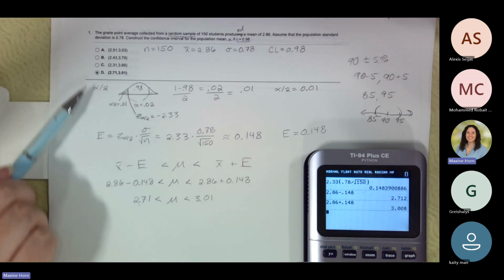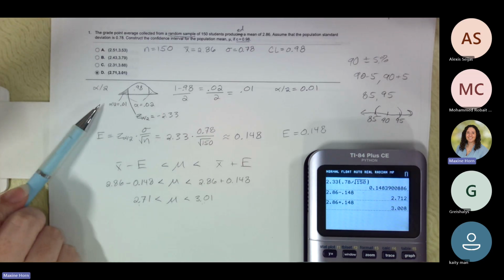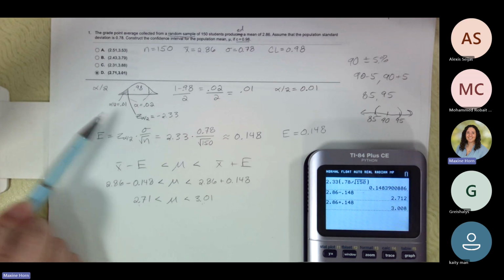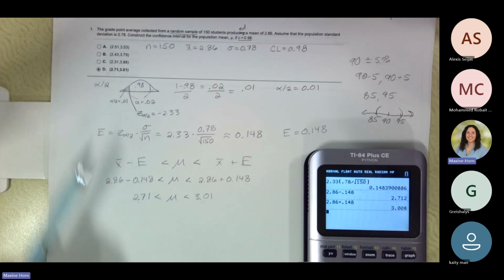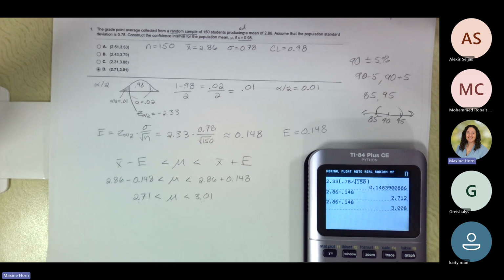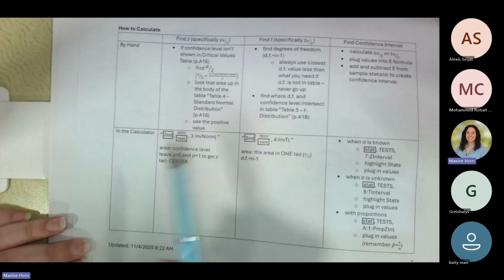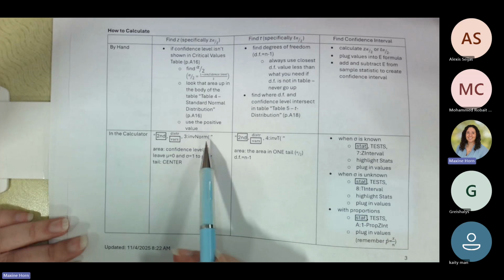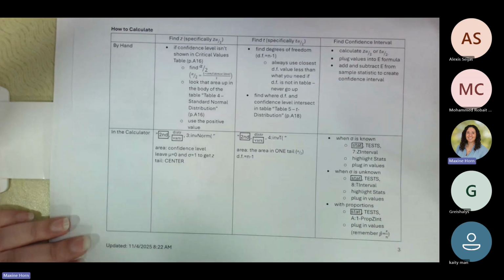Okay, now this was the fully by hand version. If we go back up here to when we were calculating our z-score, you can still do the rest of it by hand, but you can do your z-score in the calculator. So let's go back to how to do that. If I want to find my z alpha halves in the calculator, I still have to kind of start the same way. Well, actually, not necessarily.